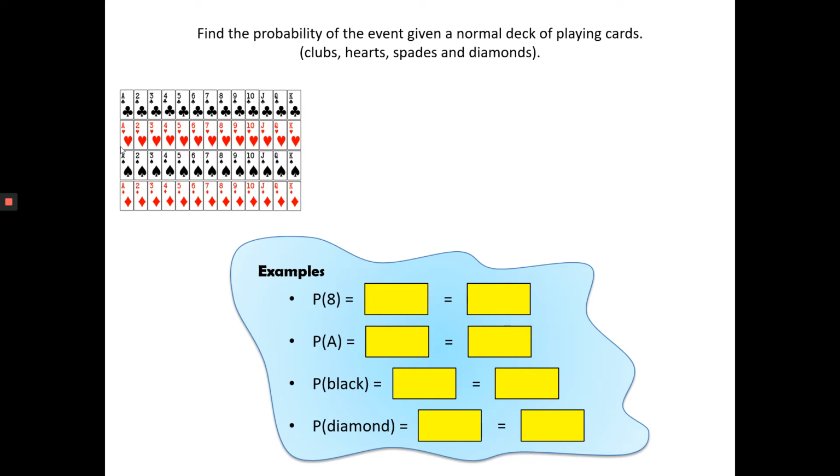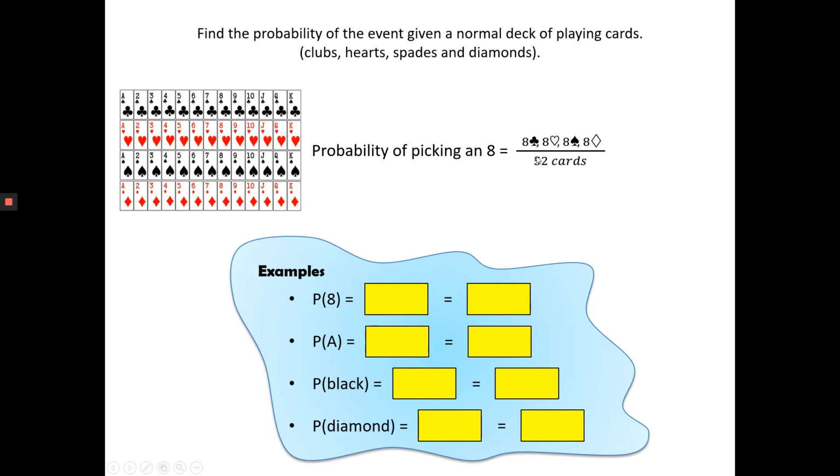All right, so there are 52 cards total in the deck here. What's the probability of picking an 8? So what's the probability of us picking an 8 out of that deck of cards? Well, there are a couple different kinds of 8s that we could get. There could be the 8 of clubs, the 8 of hearts, the 8 of spades, or the 8 of diamonds.